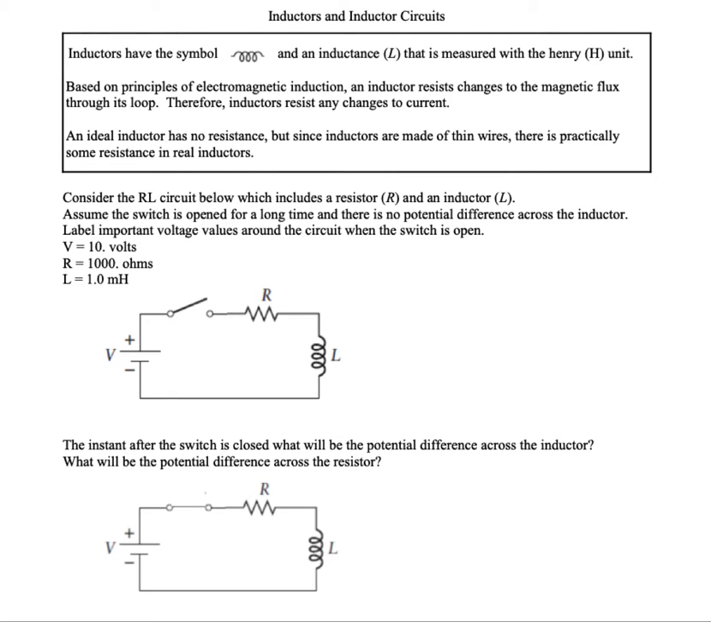Inductors have a symbol of a coil, and they have an inductance L that is measured in henries, abbreviated as capital H. The inductance is a property of the inductor, and it's based on the geometry, number of coils, etc. Naturally, an inductor will resist changes to the magnetic flux through its loop. Consequently, inductors will resist any changes to current through themselves.